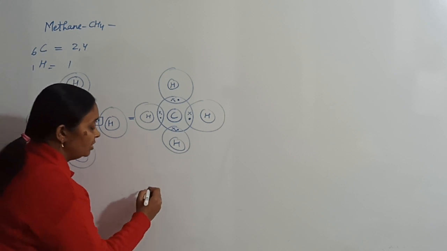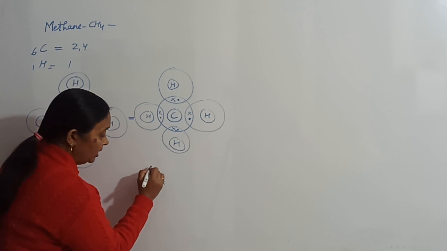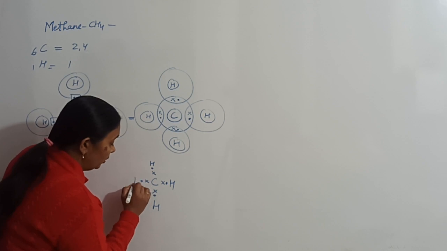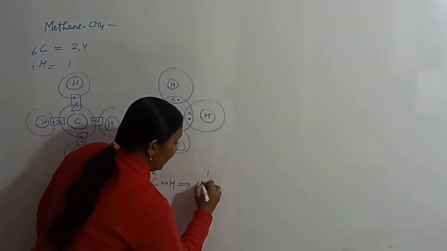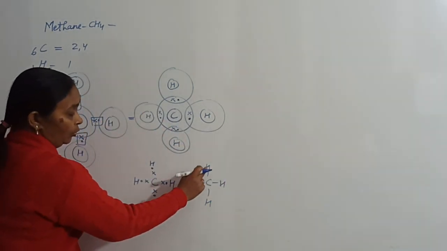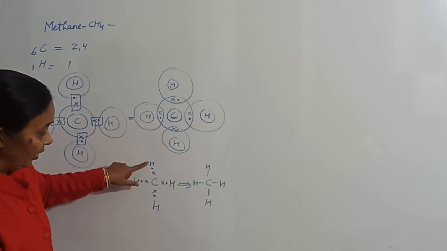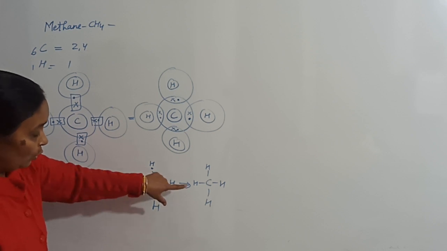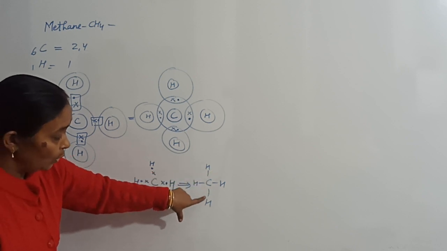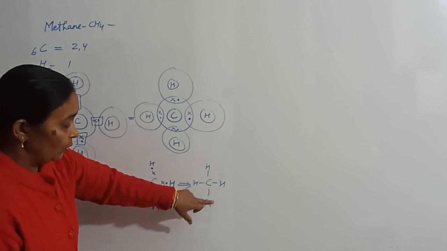You can draw this structure in a simple way, the electron dot structure: the 4 electrons of carbon you can show like this, and each hydrogen comes and shares electrons. So C combines with 4 hydrogens. A single covalent bond is formed with each of the 4 hydrogen atoms, and each covalent bond is made up of 2 electrons, 1 electron from hydrogen, another from carbon. Like this, 4 covalent bonds are formed as 1 carbon and 4 hydrogens combine.